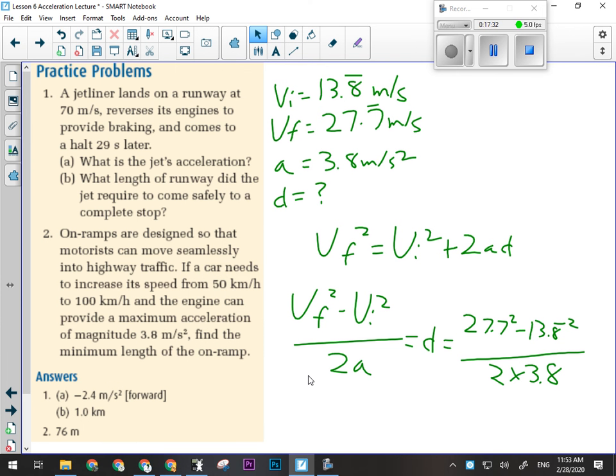Like I say, the importance of acceleration is that you'll probably have an acceleration problem on your unit exam, but it's also going to be part of projectile motion. And it's the same idea. You're going to have to figure out which acceleration formula to use for the accelerated motion part of projectile motion, and that's the vertical part.